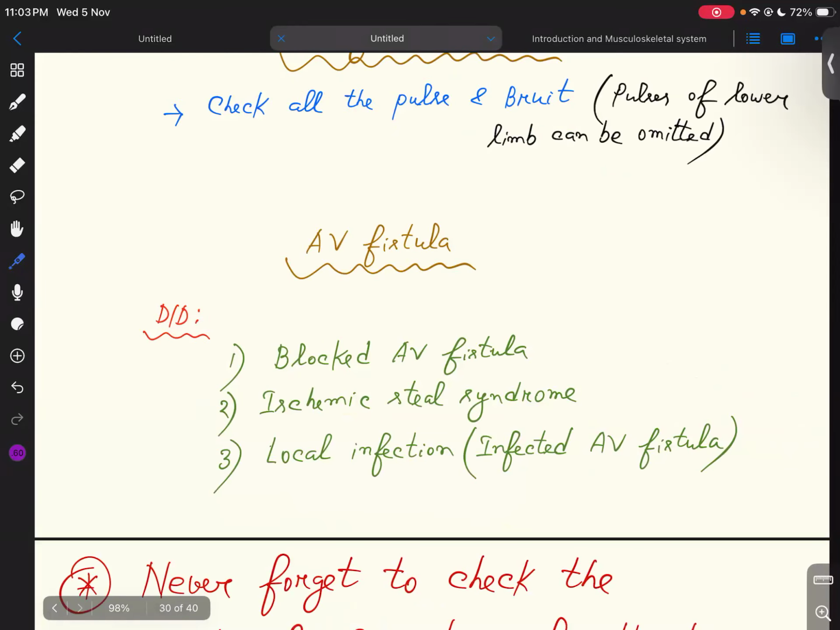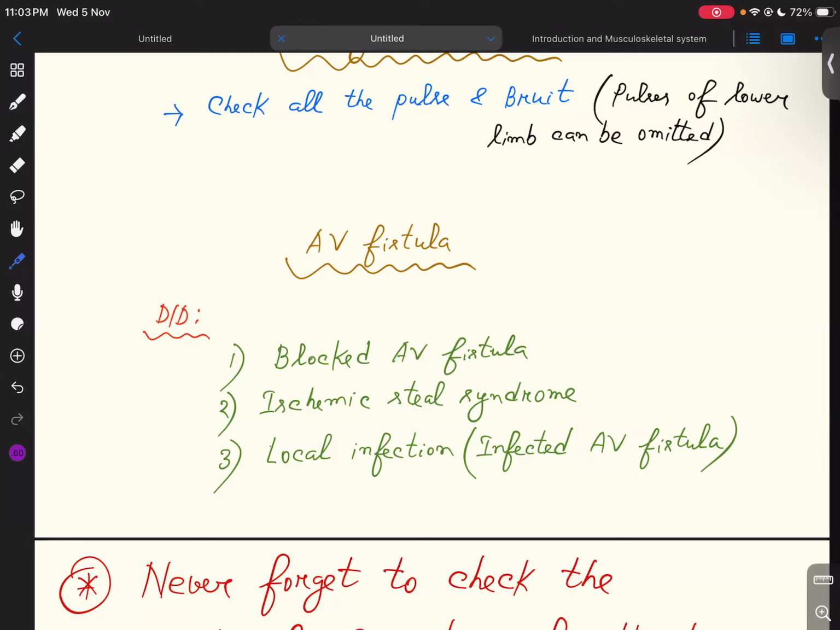In case of ischemic steal syndrome, what actually happens? Blood actually diverts through the fistula, so the distal part of the hand doesn't get enough blood circulation. So it will become cold and pale. And blocked AV fistula occurs due to some blocking, like due to some thrombus or embolus in the fistula. So we have to examine the fistula.